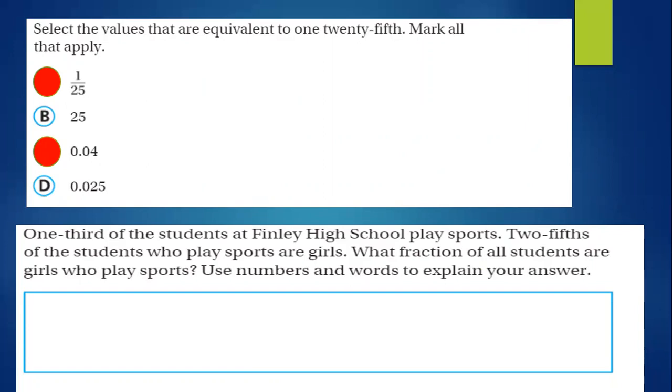Now, 1/3 of the students at Finley High School play sports. 2/5 of the students who play sports are girls. What fraction of all the students are girls who play sports? Use numbers and words to explain your answer. So you have to find 2/5 of 1/3. The equation you will write is 1/3 of 2/5, which will be 2 out of 15. It's multiplication of fractions. You cannot simplify it anywhere. So 2 out of 15 will be the answer.